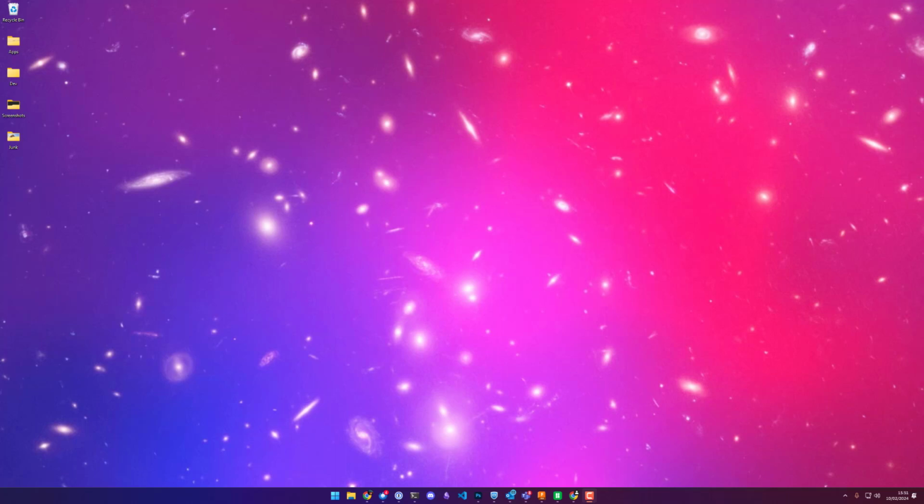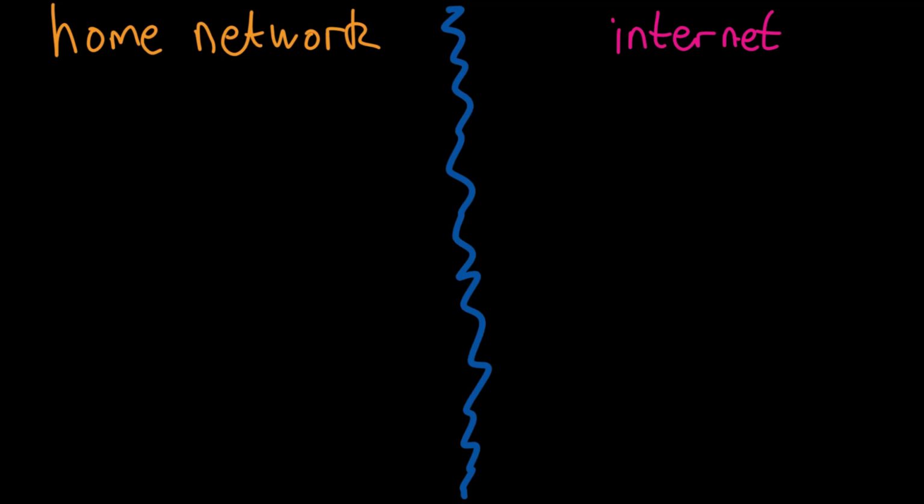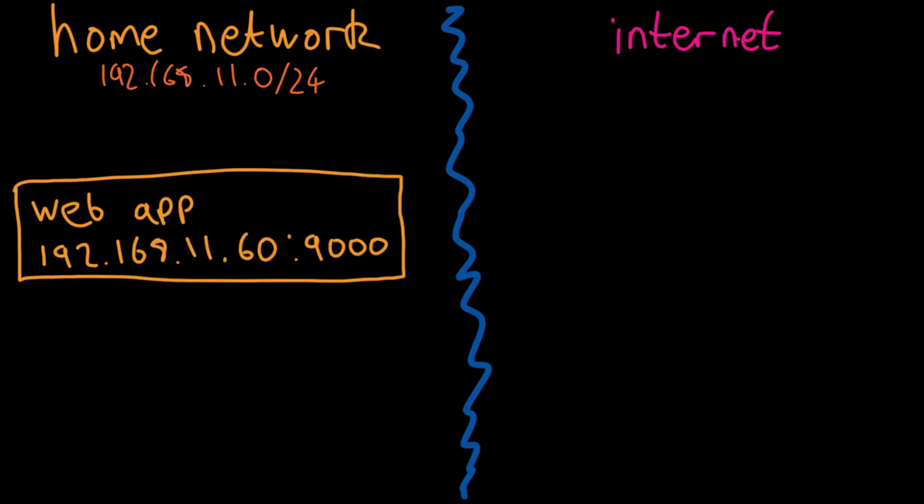So I'm going to go over the layout. We've got our home network and the internet, and this squiggly blue line down the middle denotes the separation between them. You can imagine your router is this line, and the IP address of my home network is 192.168.11.0. On my home network, I have an app that I want to make available, running on a virtual machine with this IP address on port 9000.